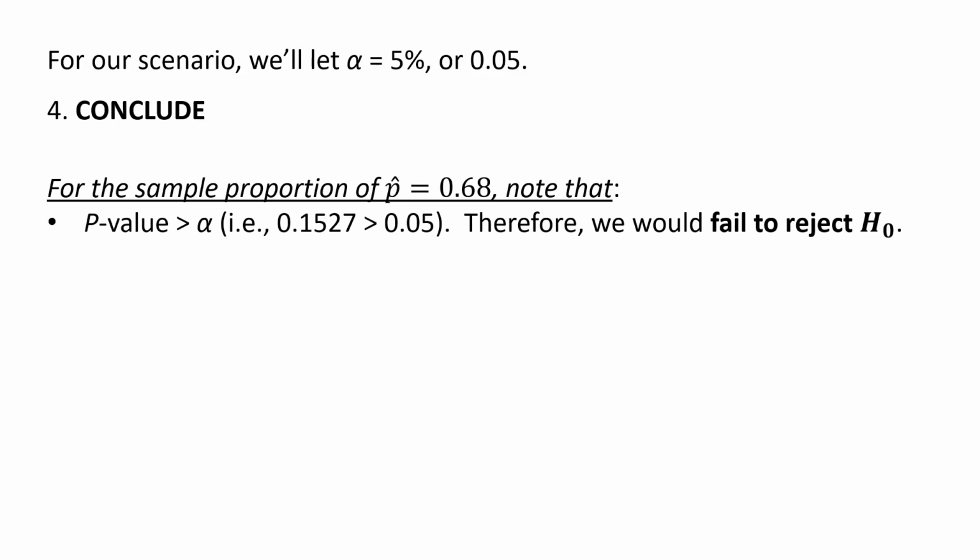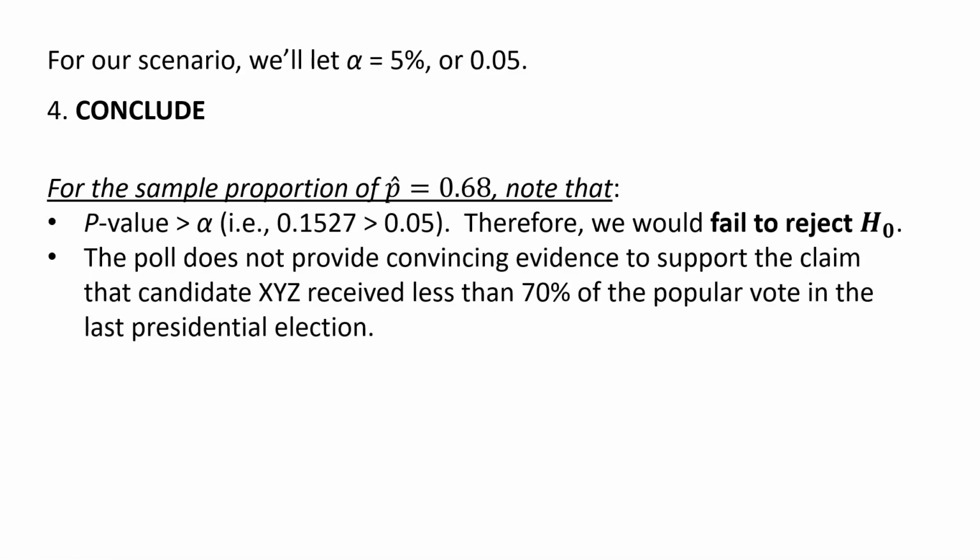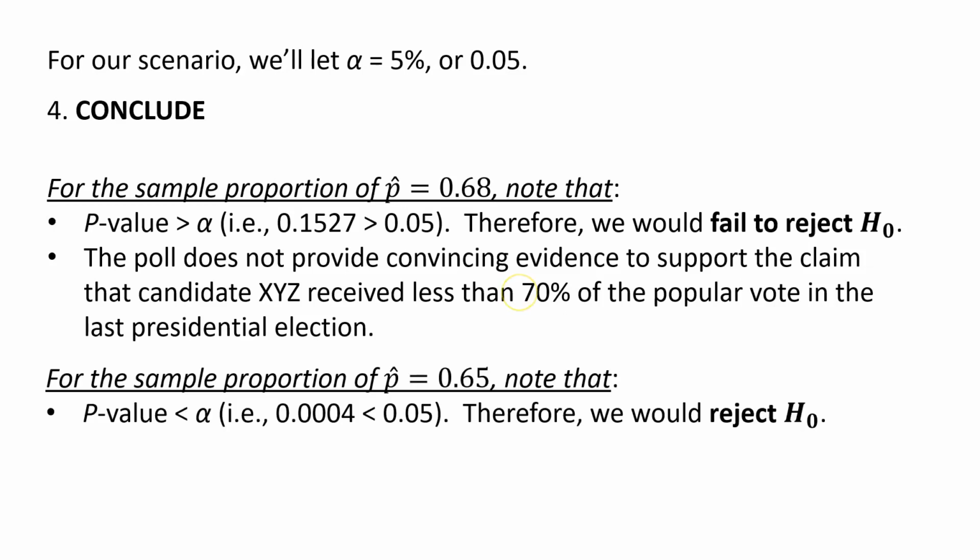First of all, for the sample proportion of 68%, note that the p-value, that is 1,527/10,000ths, is greater than 5/100ths. Therefore, we would fail to reject the null hypothesis in that case. That means that the poll does not provide convincing evidence to support the claim that candidate XYZ received less than 70% of the popular vote in the last presidential election. Another way of saying that is that the 68% value was not far enough below 70% to reject the null hypothesis.